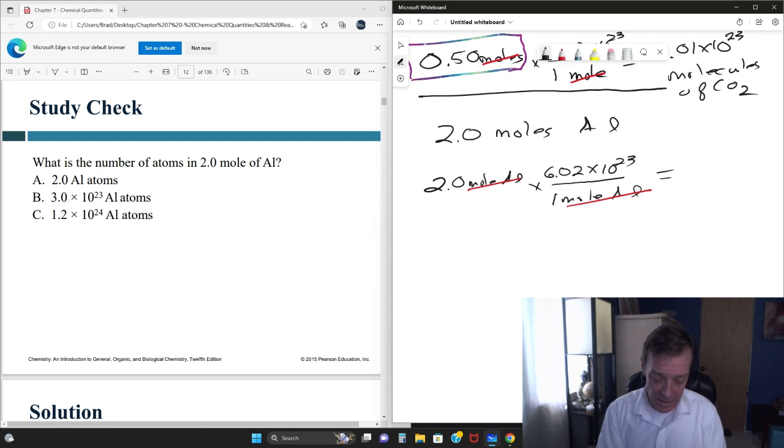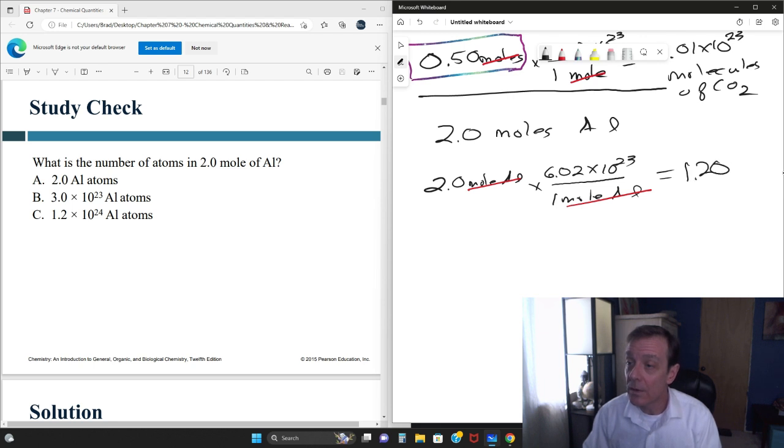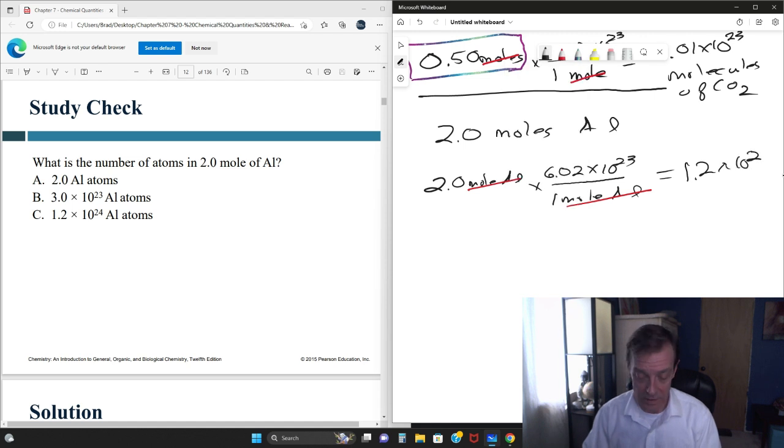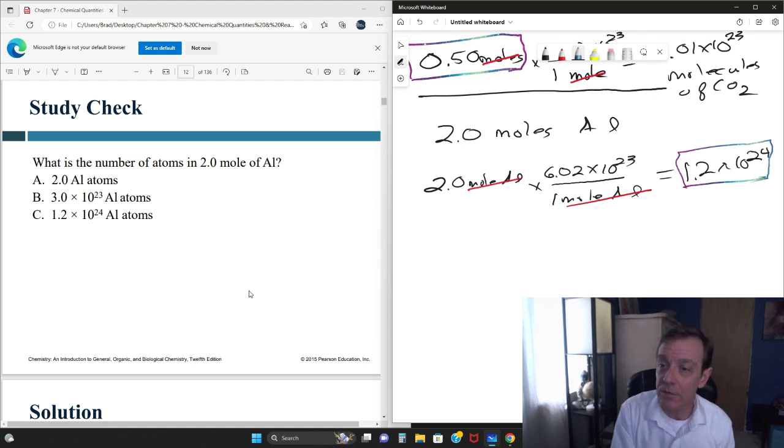So once again, 6.02 exponent to the 23rd times 2 gives us 1.20. No, I only have 2 significant figures. So 1.2 times 10 to the 24th. Right there, 1.2 times 10 to the 24th.